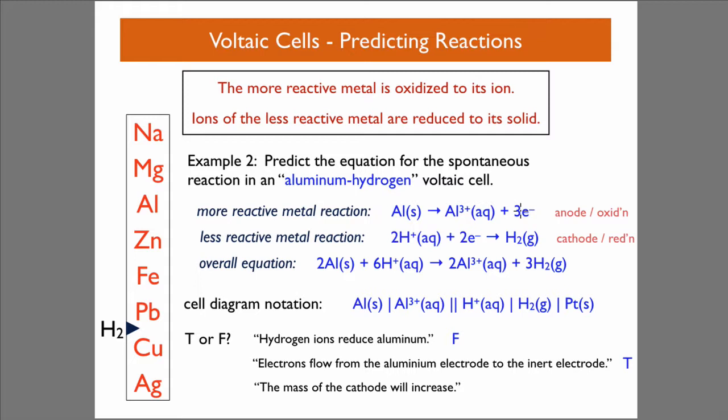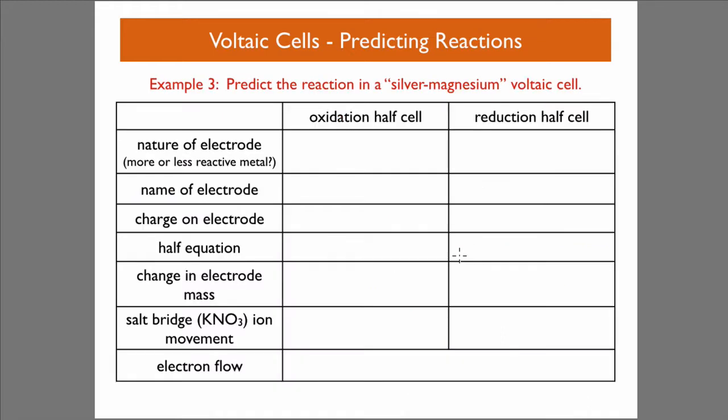The mass of the cathode will increase. Let's have a look. Will the mass of the cathode increase? The cathode is where this hydrogen reaction is taking place. And so it looks like we have an inert cathode. And so that is false. We have another one of these fantastic tables. So let's go through it.